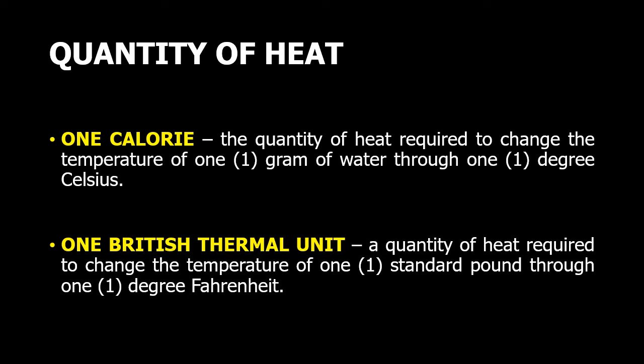So, simply put, 1 calorie is our way of quantifying heat through the metric system, since we use gram and degree Celsius. On the other hand, the British Thermal Unit, or BTU, is the equivalent version in the English system, or English units, since it uses pound and degree Fahrenheit.